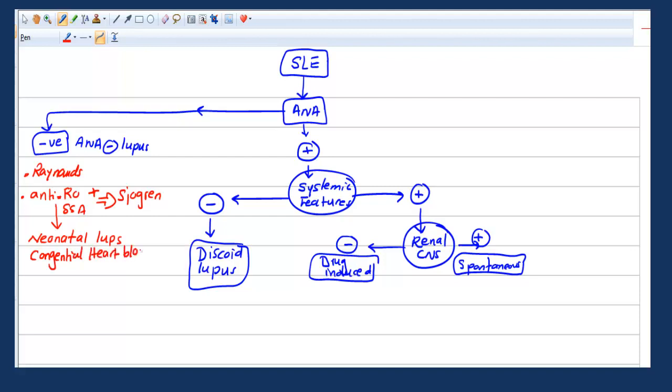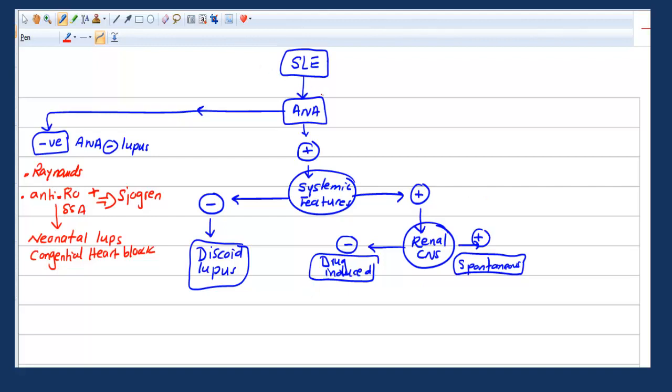Alright, so that's it. We're done with that. There is no other issue about negative ANA. That's it. Discoid, we're done. Drug-induced and spontaneous. I prefer to go to serology first, which is also easy.